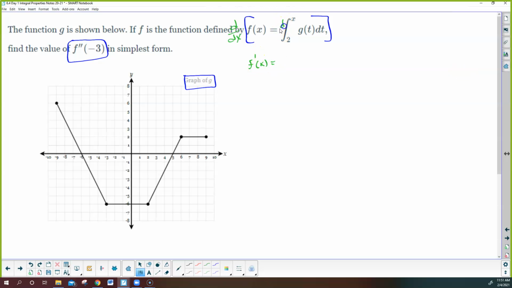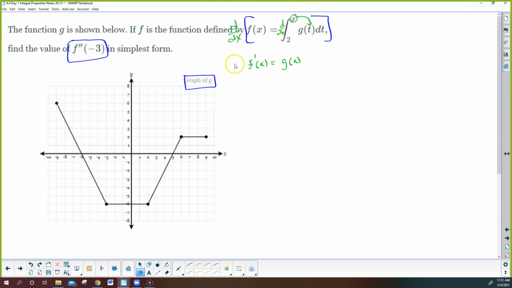And then I know that if I'm taking the derivative, the derivative and integral go away, and that value x just goes in here. Now officially, I should times by the derivative of this, that's that chain rule we talked about the other day, so I should times by 1 because the derivative of x is 1, but that doesn't change it, so I'm going to leave it just as g of x.